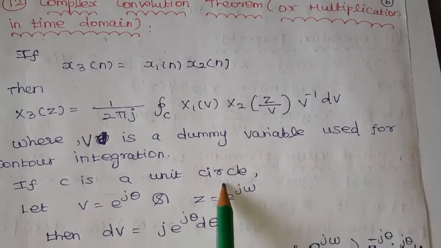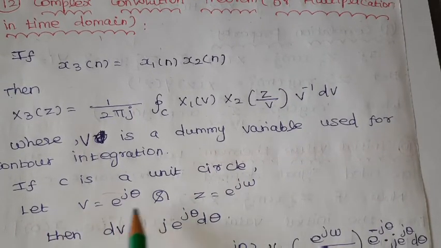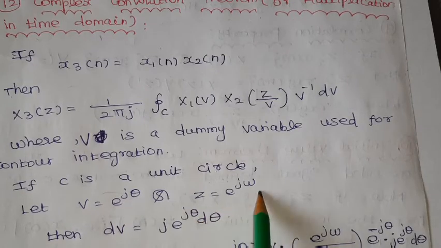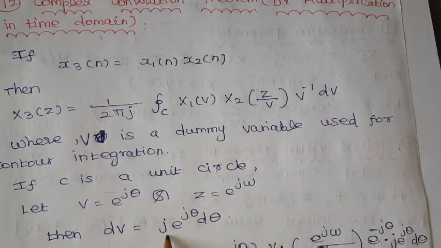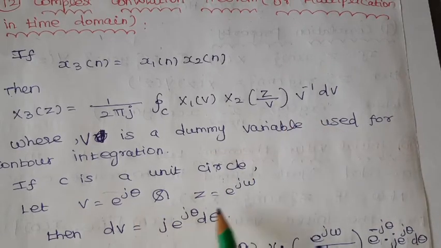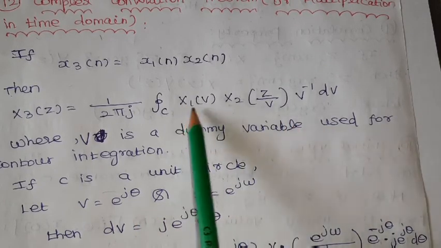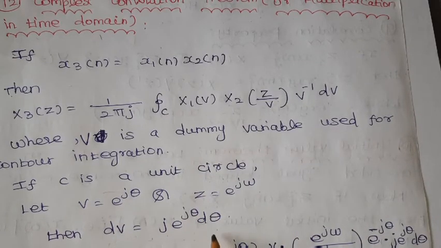If C is a unit circle, let v equal to e power j theta and z equal to e power j omega. Then differentiate with respect to v: when we differentiate e power j theta, we get the same thing, e power j theta into j d theta. So substitute v equal to e power j theta, z equal to e power j omega, and dv equal to j e power j theta d theta.